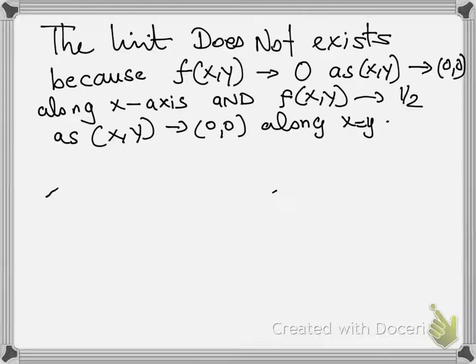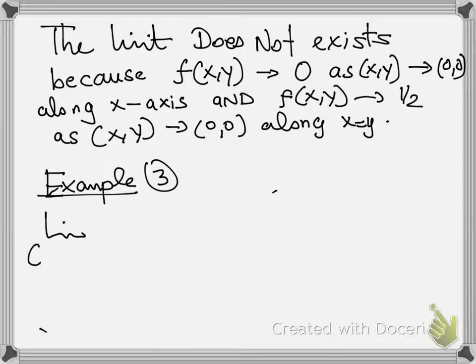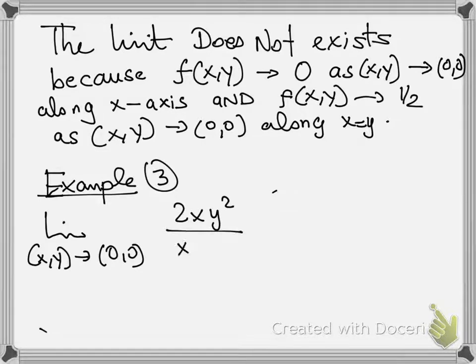Okay. Let's do another example, example number 3. Let's compute the limit as (x, y) again goes to (0, 0), but now let's say you have 2xy squared over x squared plus y to the power 4.